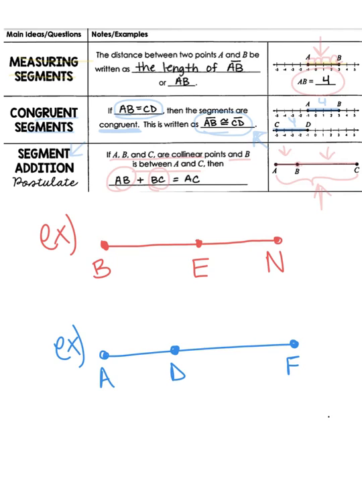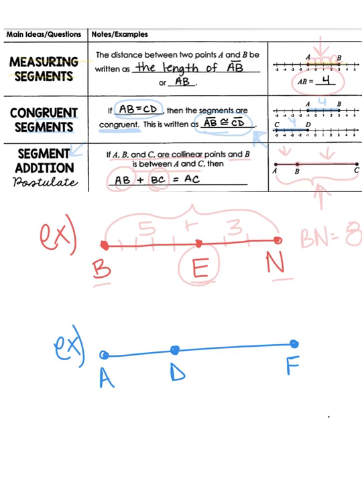I'll give you a couple examples down here. We see B, E, and N. They're all on the same line, so those are collinear points, and you see that E is in between them. So if I say the segment from B to E is 5, and segment EN has a length of 3, then if these were on a number line, you would see that this has a length of 5 and this has a length of 3. If I asked you what the length of BN was, well, it would be 5 plus 3, and you would add them together to get the whole length, which would be 8.